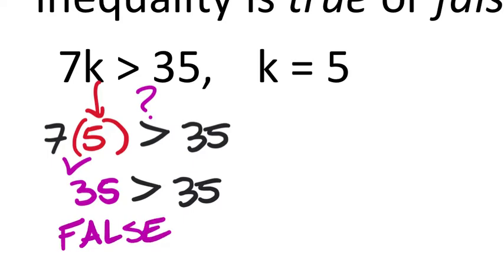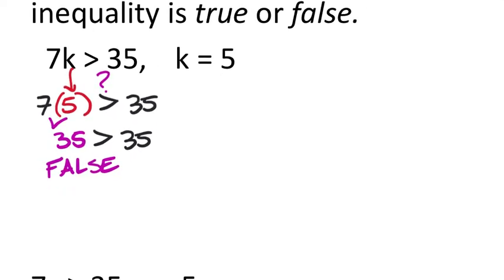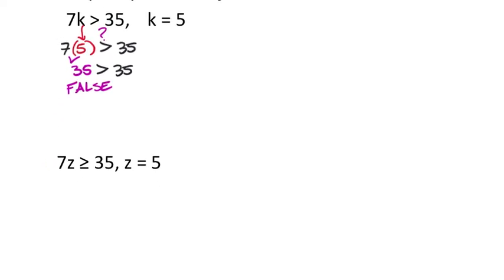So that's looking at an inequality that we may have seen before, something like this. Because if I replace k with 5, it's equal, right? We get an equal statement, but this is not telling us that equality is okay on this. But if we go to the next problem, now it's 7z is greater than or equal to 35.